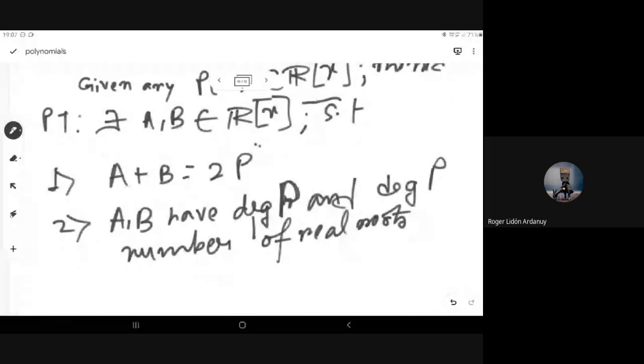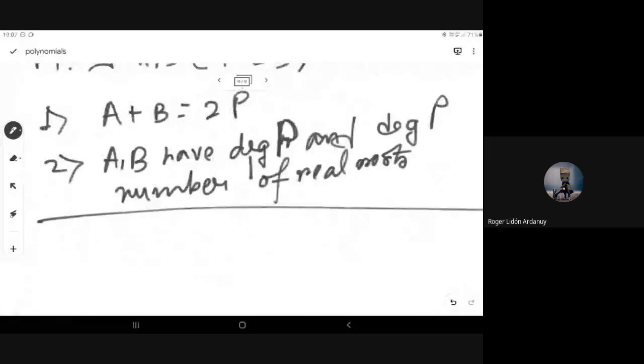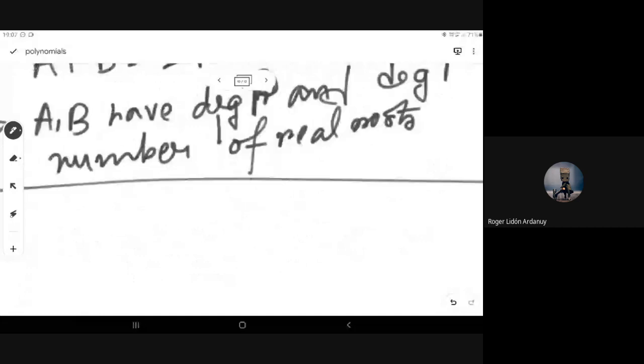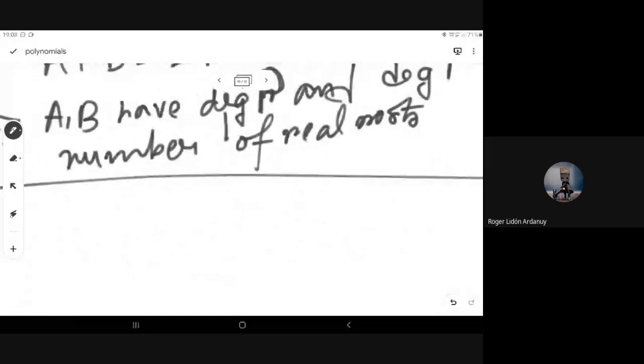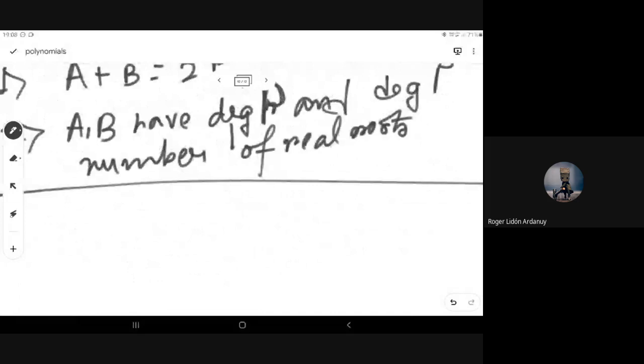So to solve this problem, the problem asks us to show the existence of two polynomials a and b, right? Such that both of them have n real roots, where n is the degree of p, and both of them have degree n, and they sum to twice the given polynomial p.